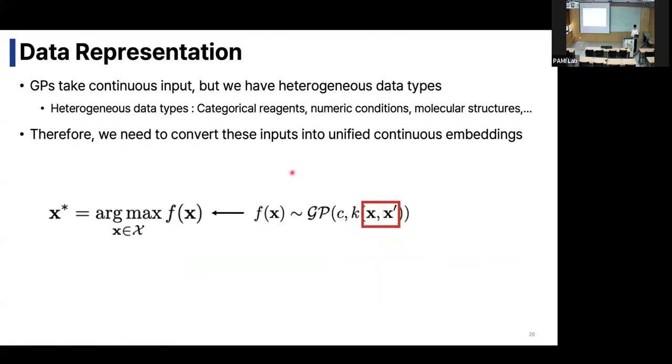And the Gaussian process uses a kernel, and it requires a continuous input. This is because for discrete inputs, it's not possible to meaningfully compute Euclidean distances between points. However, in our case, we are dealing with heterogeneous data types, including categorical data, numerical features, and molecular structures. Therefore, we need to convert these inputs into a unified continuous embedding.